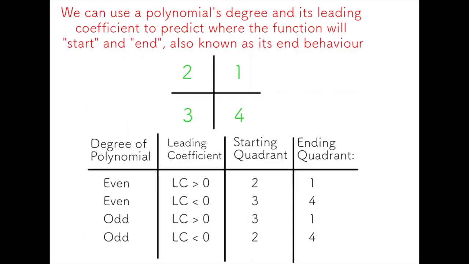Combining our understanding of even and odd functions with our understanding of the key characteristics of polynomials, we're able to predict where any polynomial will start and end. This is known as the end behavior. This is summarized in the following chart.